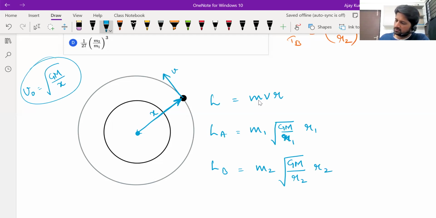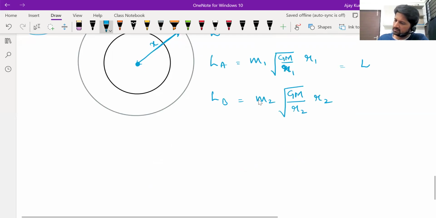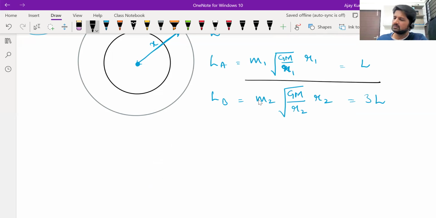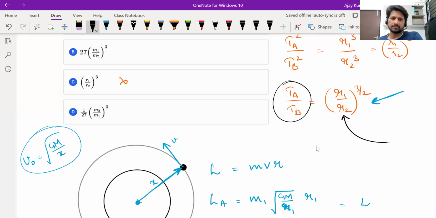Multiplied with r2, and the angular momenta of A and B are given as L and 3L. Divide these two equations, and you will get m1 by m2 in terms of r1 by r2. Once you get that, substitute it here. You can tell the ratio of time periods in terms of masses. To answer this problem, you need to know how time period depends on radius. After that, it's just some mathematical adjustments that you need to do.